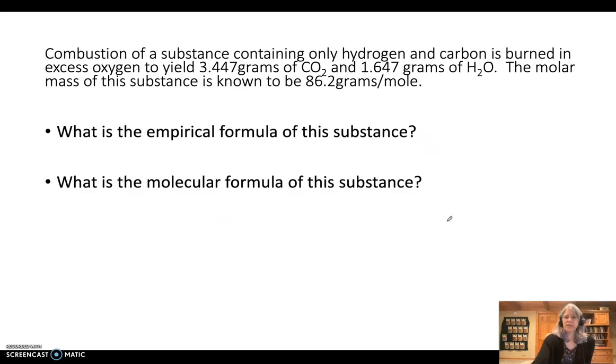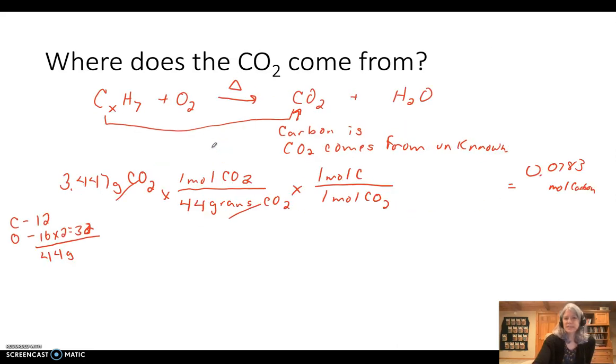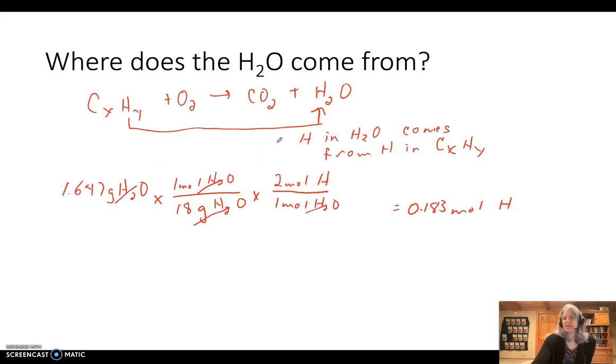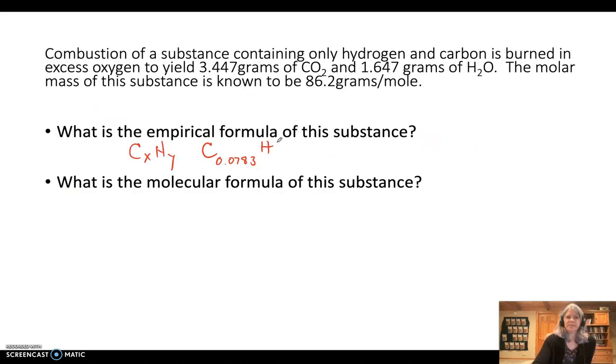Okay, so we're not done with the problem yet. We want to know what is the empirical formula of the substance. So we're looking for the values of x and y, right? And so we saw the moles of carbon was 0.0783. Right, so we could put it here, 0.0783, and then the moles of hydrogen is 0.183.